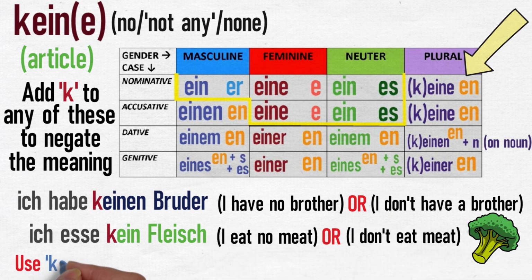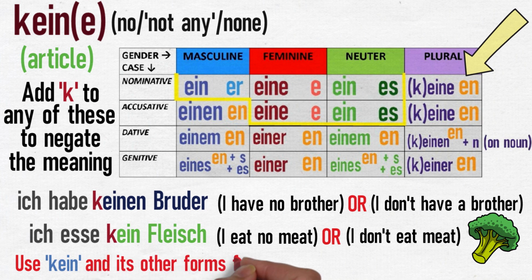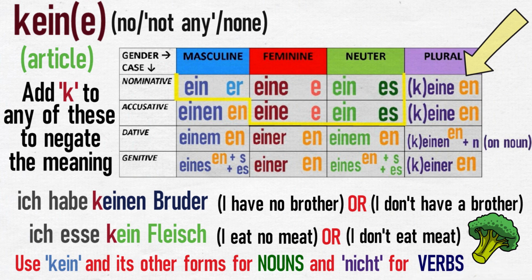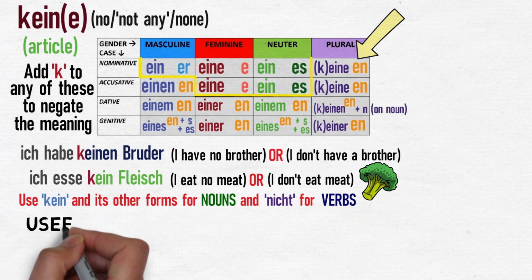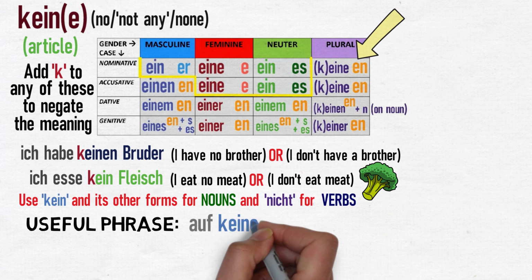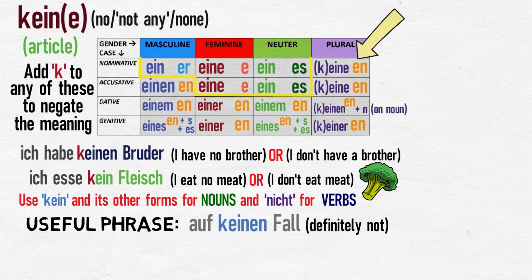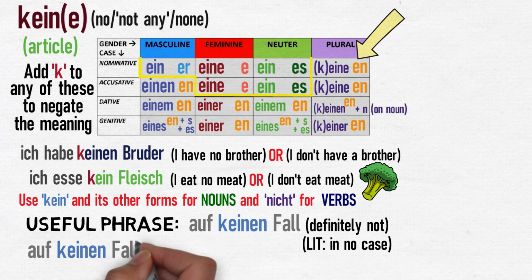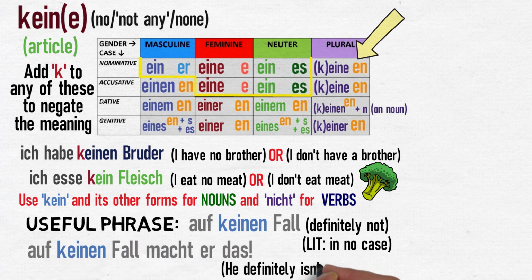We use the word kein and its declinations to negate nouns, as you can see here, whereas we use the word nicht to negate verbs. A nice phrase which uses a form of kein is the phrase Auf keinen Fall, meaning definitely not, or literally, in no case. Auf keinen Fall macht das. He definitely isn't doing that.